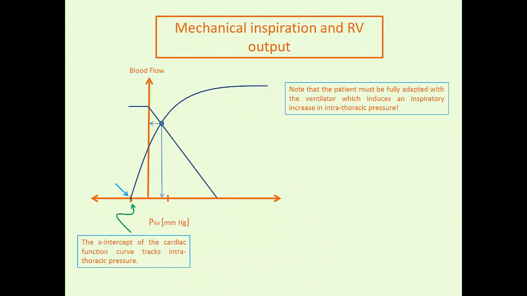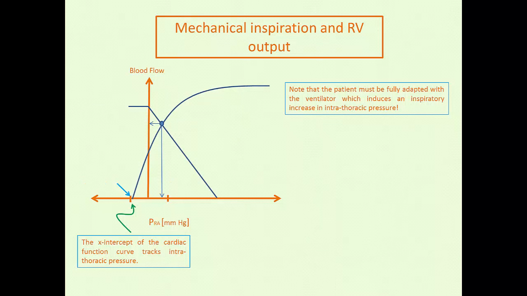At FRC, or at end expiration, the patient's intrathoracic pressure is slightly subatmospheric. Again, the y-axis here intersects the x-axis at 0, so this is atmospheric pressure. All of this is above atmospheric pressure. All of this is below atmospheric pressure.